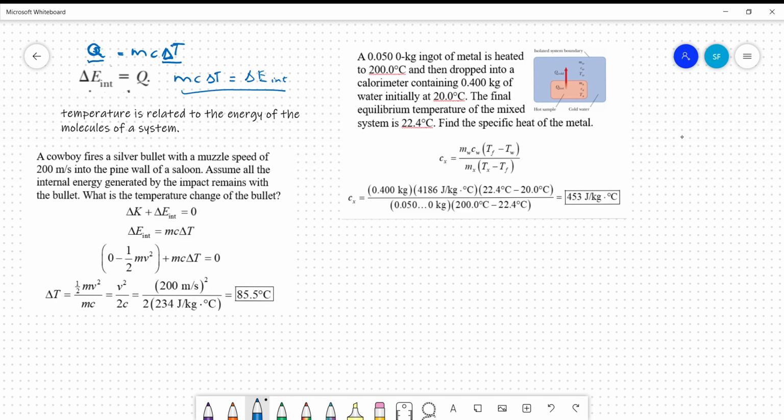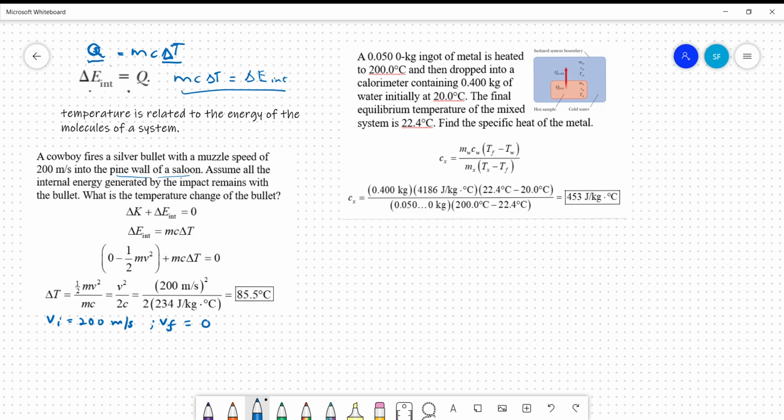A cowboy fires a silver bullet with a muzzle speed of 200 meters per second into the pine wall of a saloon. Assume all the internal energy generated by the impact remains with the bullet. What is the temperature change of the bullet? The bullet is traveling with an initial speed, Vi, equal to 200 meters per second, into the pine wall of a saloon. After impact, the final speed equals 0.